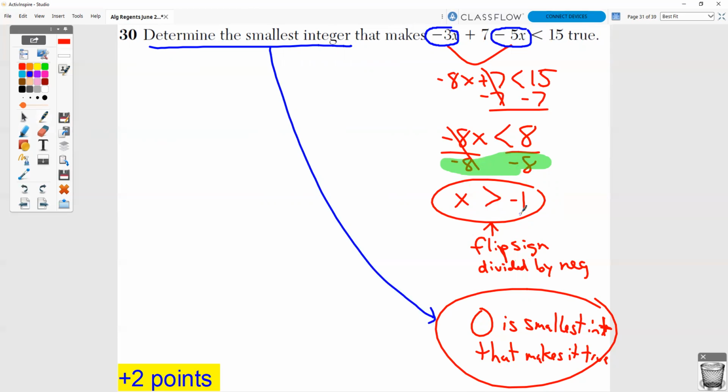Now, you would think that that might be your final answer, but it's not. Just doing that is worth 1 point. Determining the smallest integer that makes this statement true. Well, if we want all the numbers that are greater than negative 1, the smallest integer that would make it true is 0. So you get 1 point for the inequality. You get 1 point for saying that it's 0.